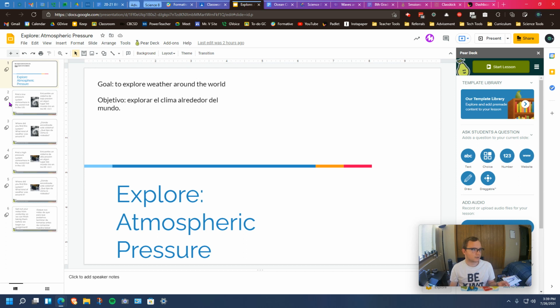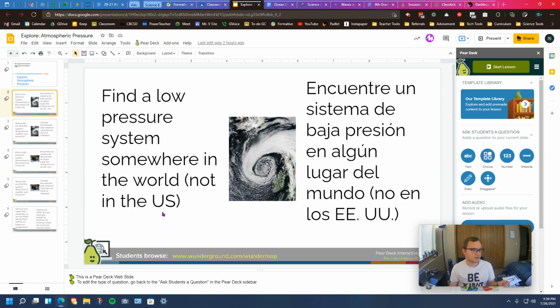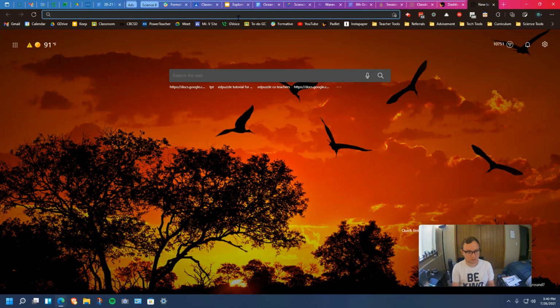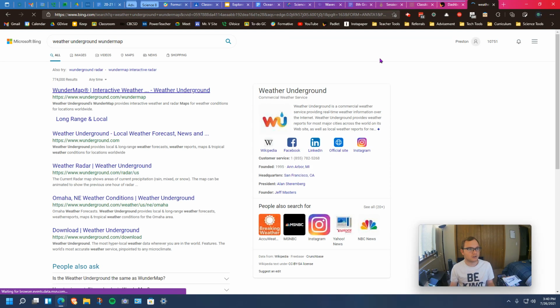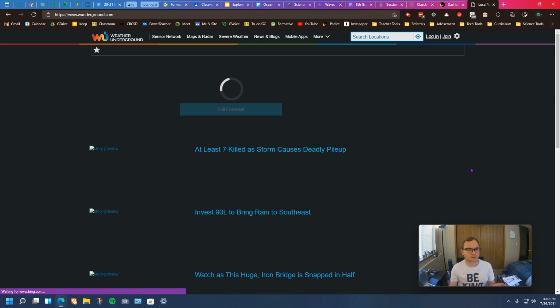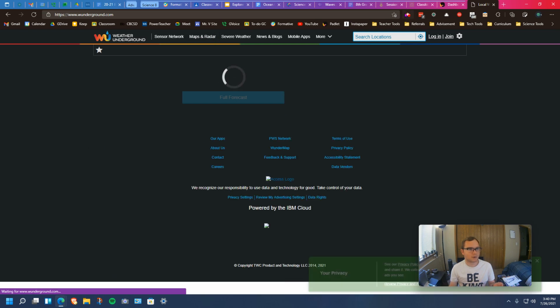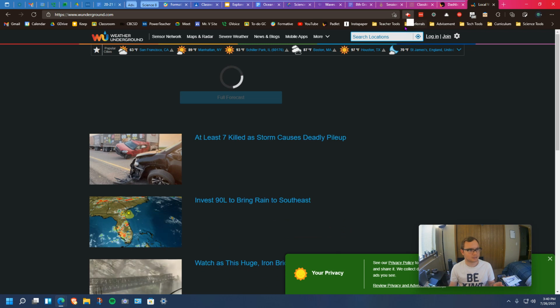It's going to take you to the Weather Underground Wonder Map. It's kind of neat. What you can do in it, which is kind of cool, is see air pressure systems and fronts and things like that. I want maps and radar. I'm going to pause this and get it loaded up because I think it's just going to be really slow.